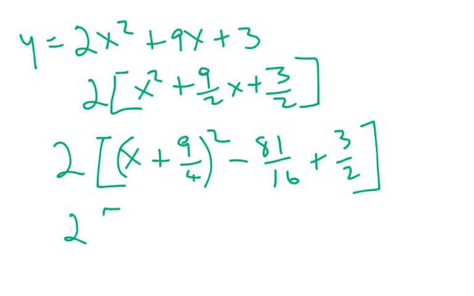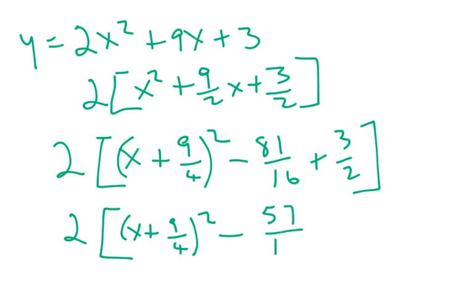So that's 2 times (x plus 9 over 4) squared minus 81 over 16 plus 3 over 2, which is equal to minus 57 over 16. I have a calculator beside me. So minus 57 over 16, and it's still all multiplied by 2.